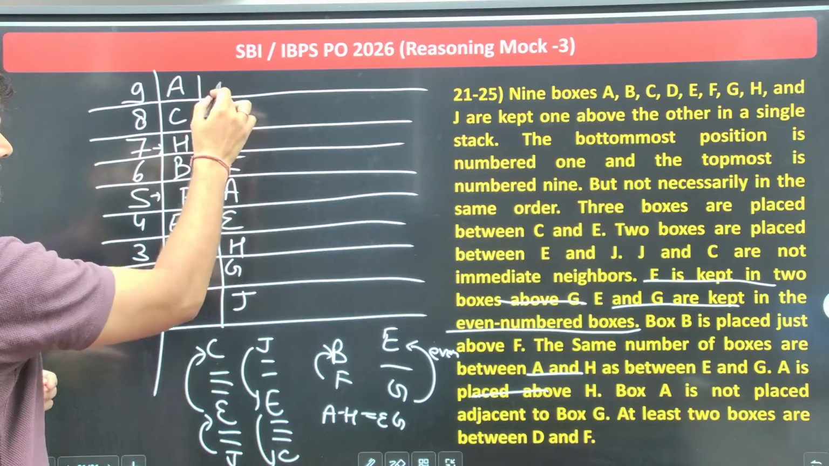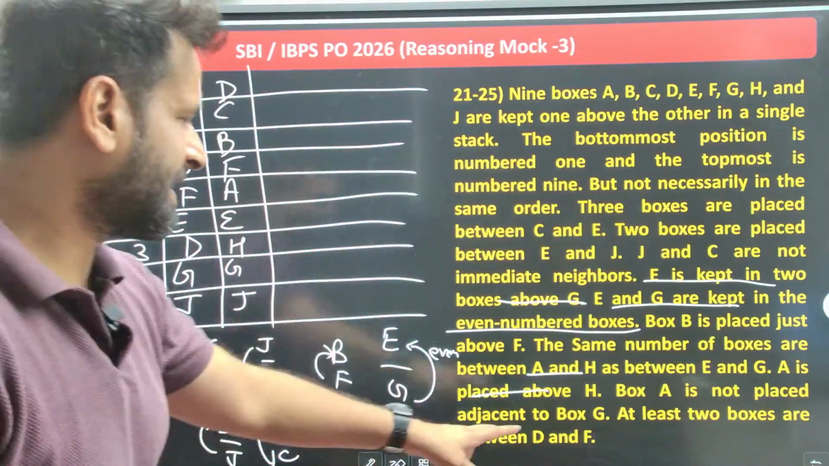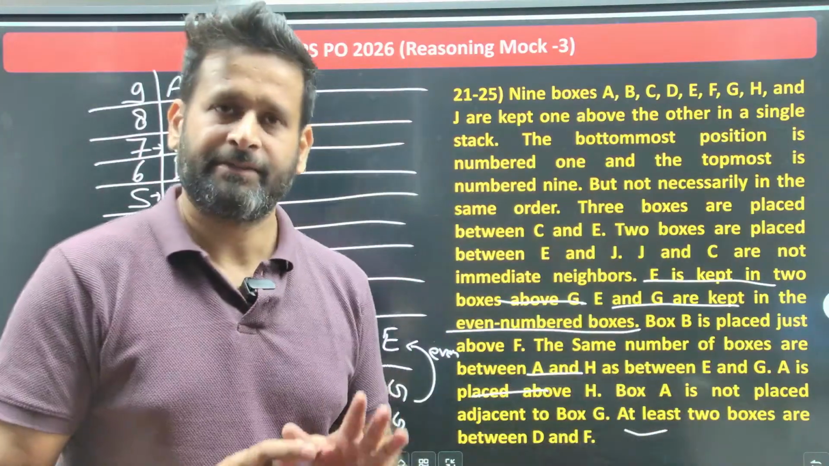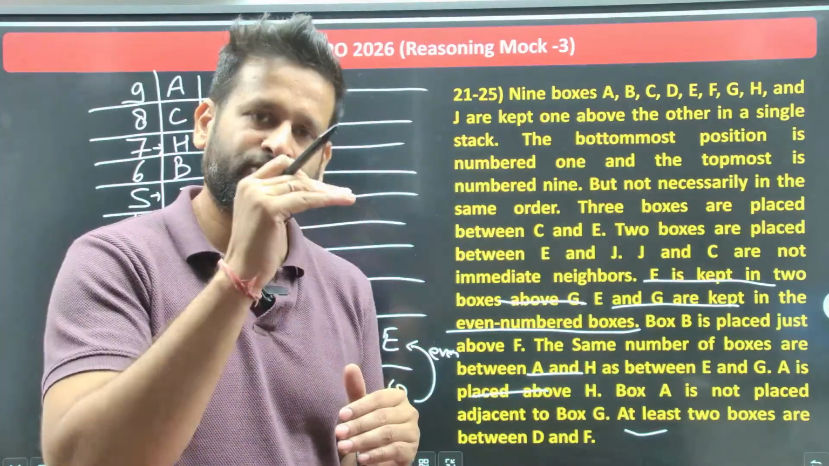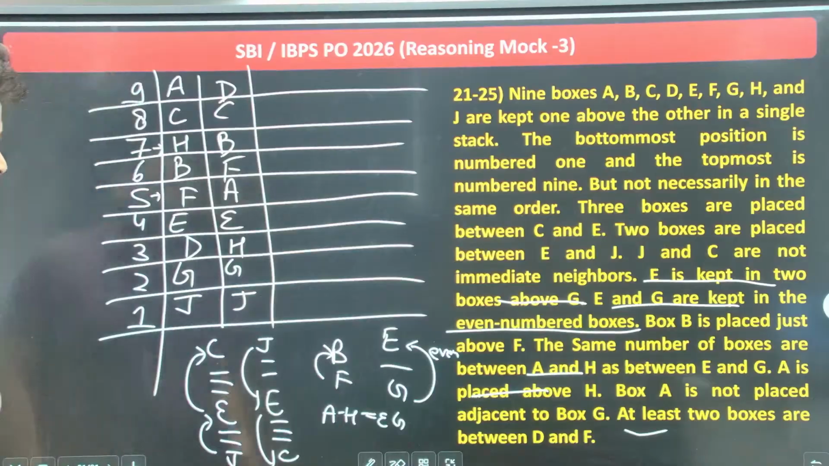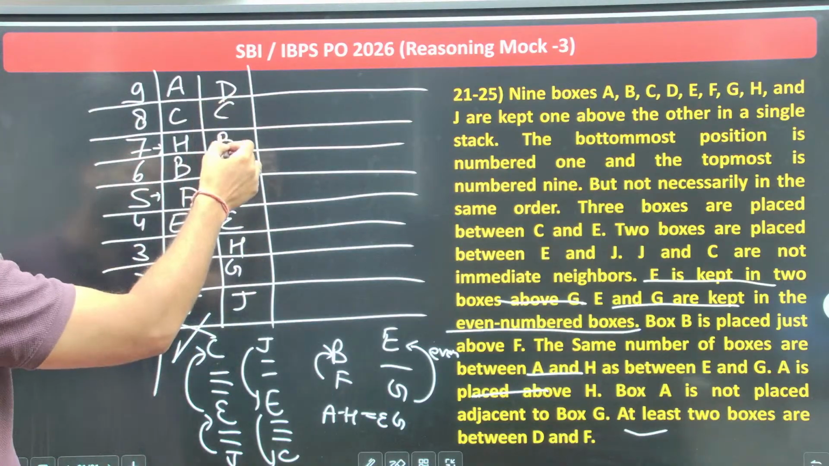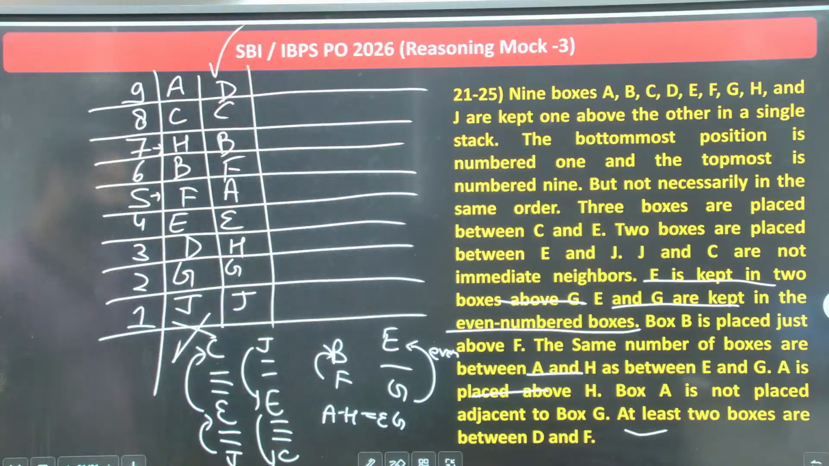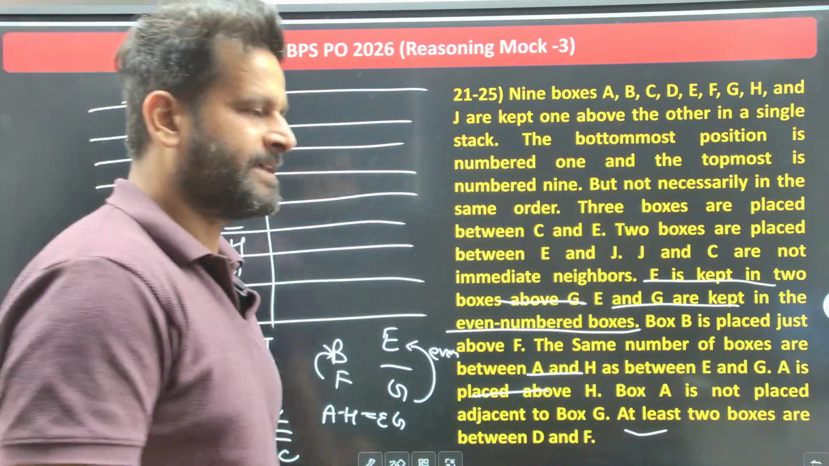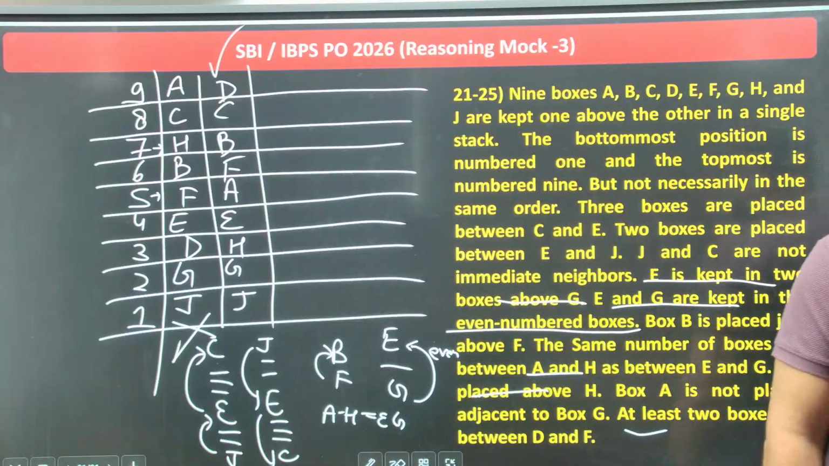Remaining is D. Simple. Related to D, at least means minimum. Minimum means that quantity has to be there. Minimum two boxes should be there between D and F. This is D, this is F. Only one, this is wrong. This is D, this is F, two boxes, this is right. So this will be your correct arrangement, right? So our first possibility will be going right.